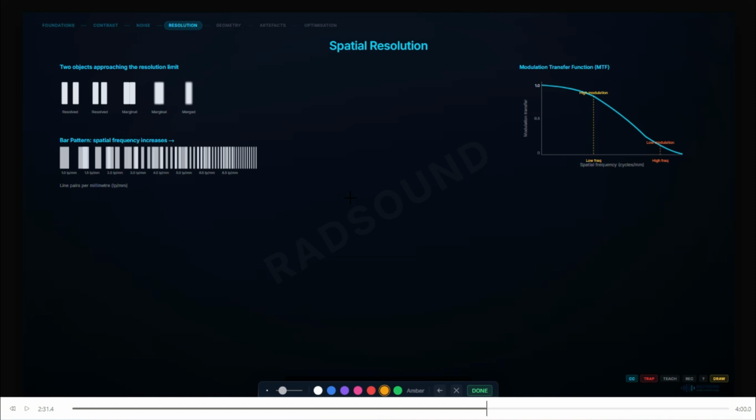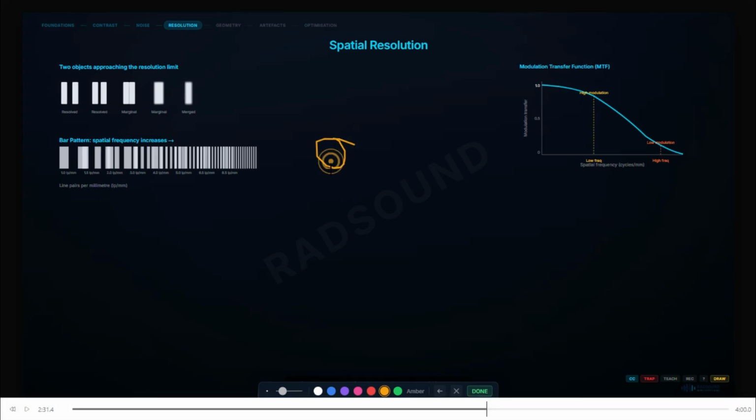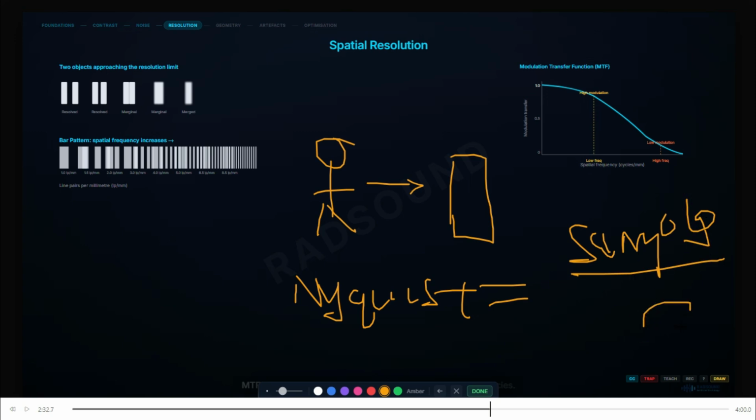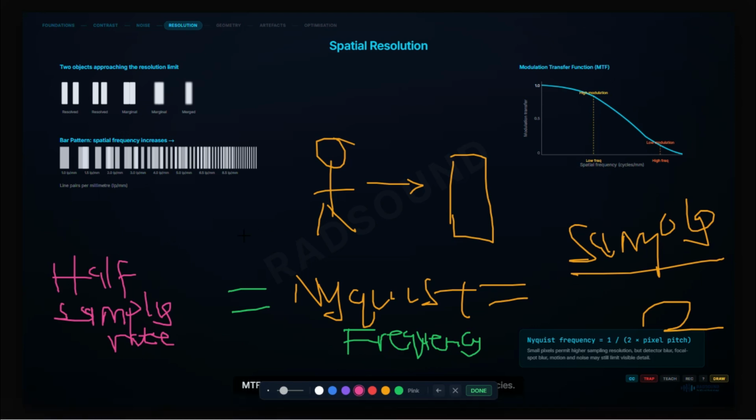And at the same time, the maximum signal frequency that the digital system can accurately capture or reproduce from the image, okay, is called the Nyquist frequency. The Nyquist frequency equals the sampling rate divided by 2. Since the Nyquist frequency equals the sampling rate over 2, it means the Nyquist frequency equals half the sampling rate. So in a situation we can have some blurring, we can have aliasing and others.